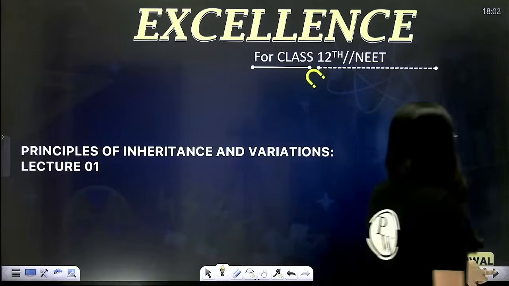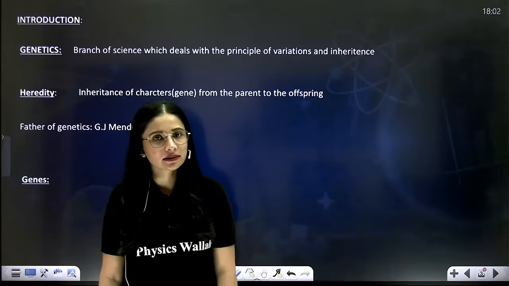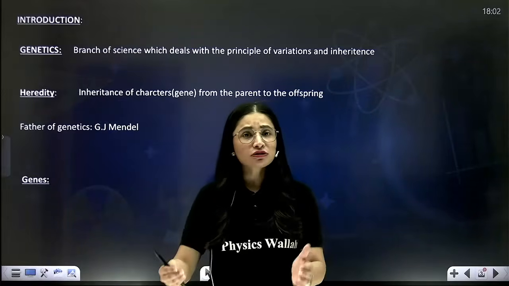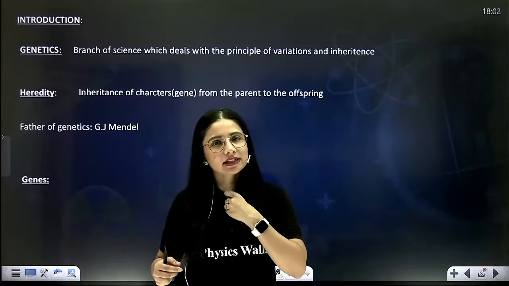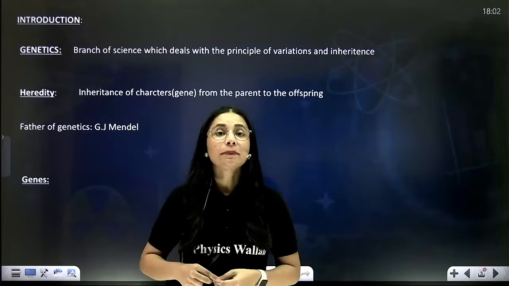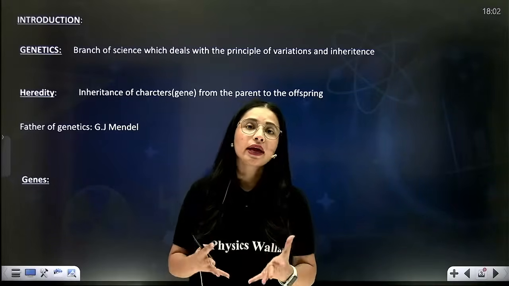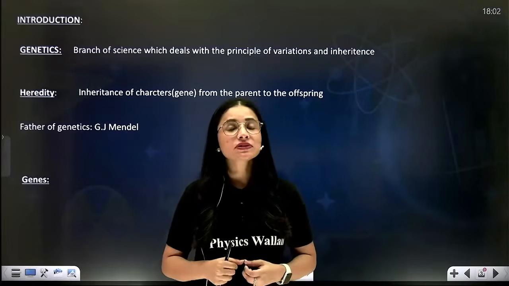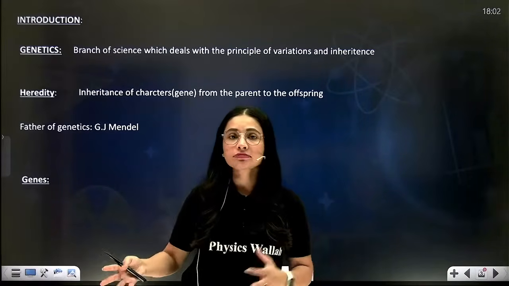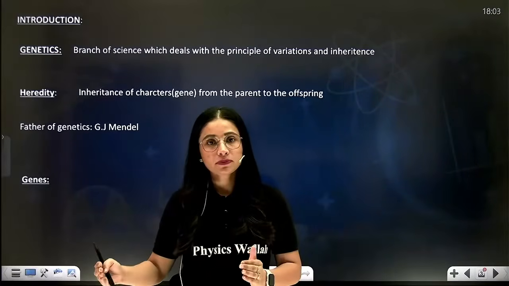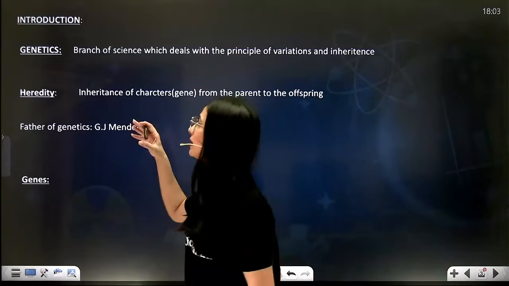Yes or no? Chalo. So let's start with today's class on Principles of Inheritance and Variations. The chapter is also called Genetics Part 1. So what is genetics? How will you define genetics, beta? Genetics is basically the branch of science which deals with the principles of inheritance and variations. So it is the branch of science which deals with heredity and variation, how the genes are being transmitted from the parents to the offspring. If anybody is studying in this branch, then this sub-branch of science is called genetics.